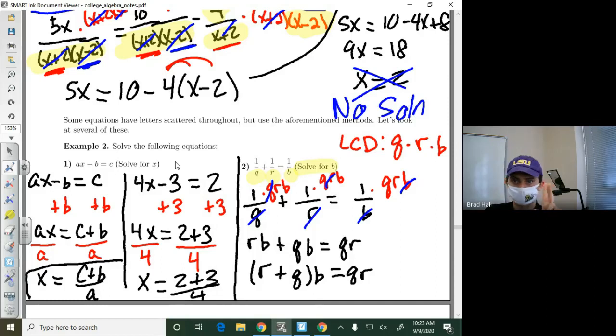So we turn two b's into one b by factoring out the common b. Both terms had b in common, so we factored it out. And now we only have one step left. Since b is multiplying this stuff, to get b by itself, we divide by that stuff.